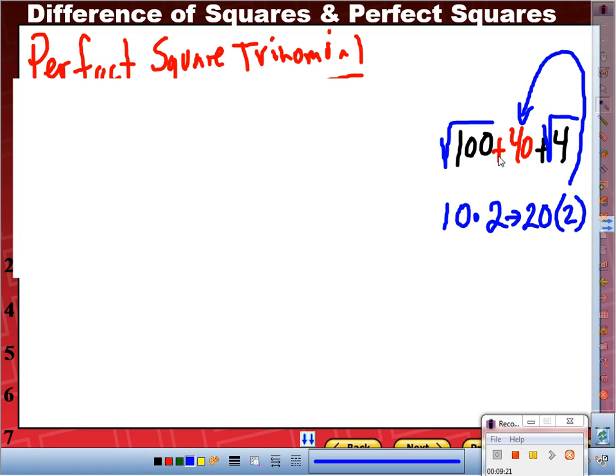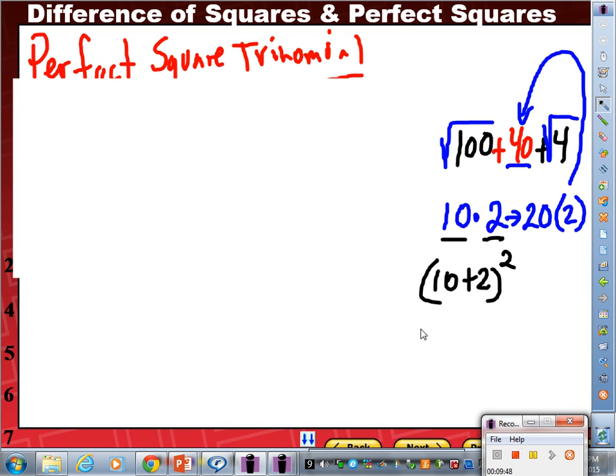Therefore, that's how we can check if it's a perfect square trinomial. If we find the square root of the first, the square root of the last, we multiply them, and then we double it. If it does give us this number, then look at the factors. The factors are right here: 10 plus 2 squared. Copy that, please.